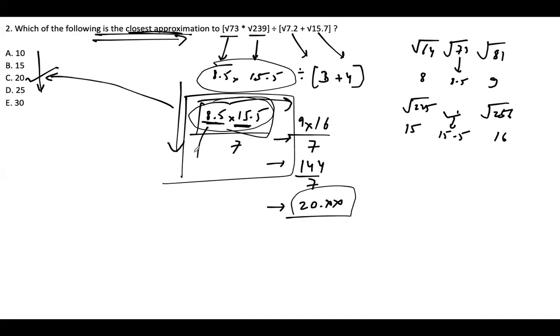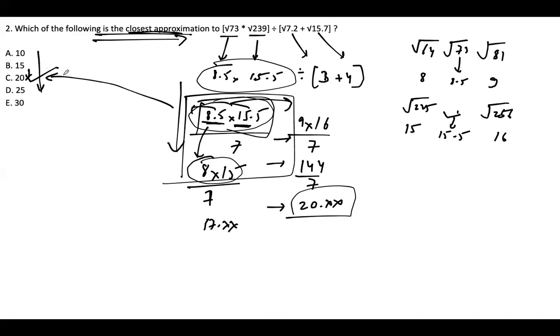Let's say even if you had taken 8 into 15, and I'm taking very minimum values, right? 8 and 15. So 120 by 7, which is 17 point something, which is still closer to 20 than 15.